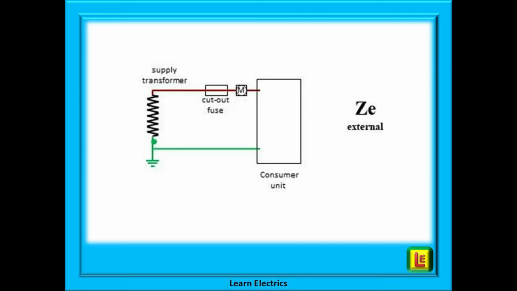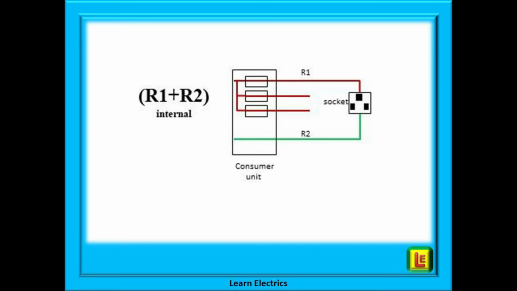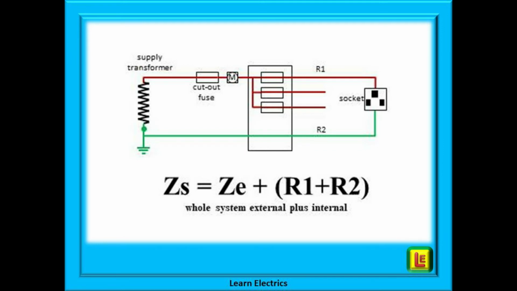ZE is shown on its own here. It is that part of the electrical system to and from the supply transformer up to but not including the consumer unit. R1 plus R2 is that part of the system inside the property, from and including the breakers in the consumer unit to the end point of each individual circuit, the lights, the cooker, the shower, or, as shown here, a socket circuit. Add both of these together, the outside and the inside, and we get the whole system.